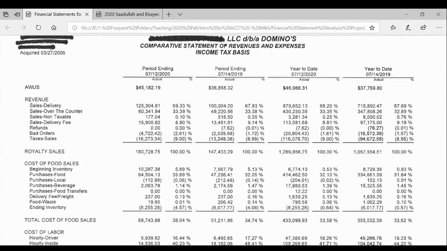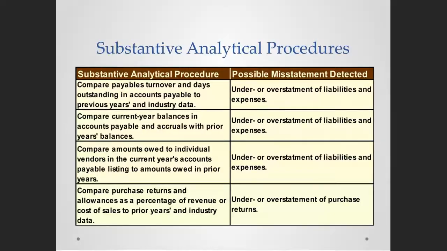What we mean when we say substantive analytical procedure, right? We are not looking at the details yet. We are just taking a look at the information on the surface. So let's go back to our slides. And here is the substantive analytical procedure for the purchasing process, which is chapter 11 that we're studying.